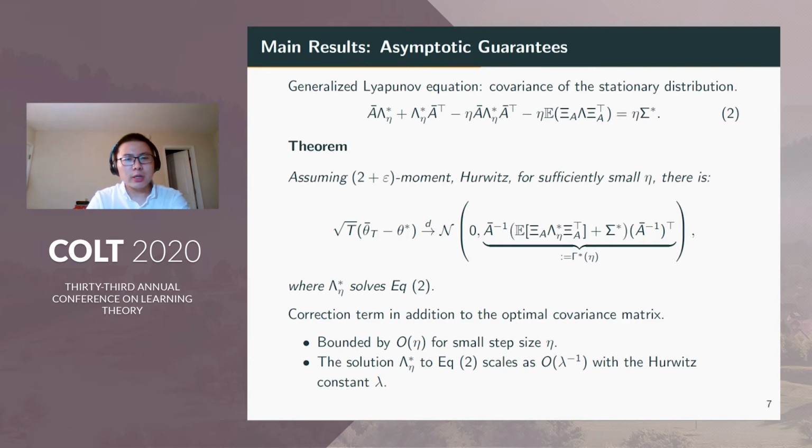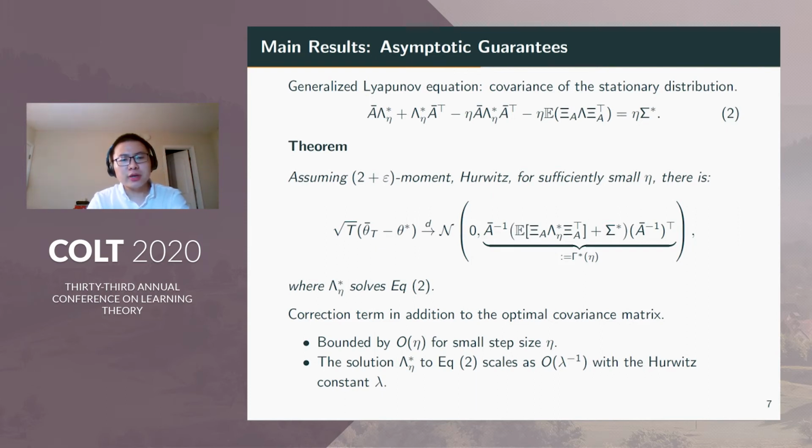Using these basic properties, we can show an asymptotic guarantee for the averaged iterate. As shown in this theorem, the limiting distribution is a Gaussian distribution, but the covariance is a sum of two terms. One of the terms is the classical A bar inverse sigma star A bar inverse transpose term, and the other term depends on a matrix lambda eta star, which is the solution to a generalized Lyapunov equation. This matrix is actually the stationary covariance of the iterates themselves.